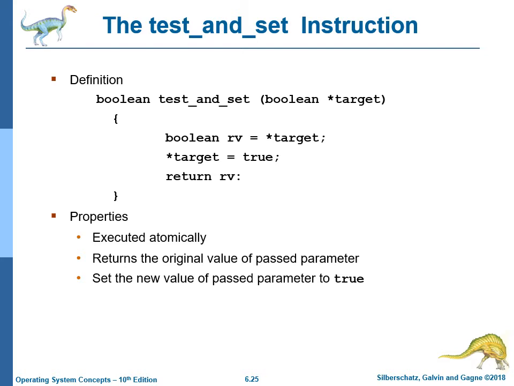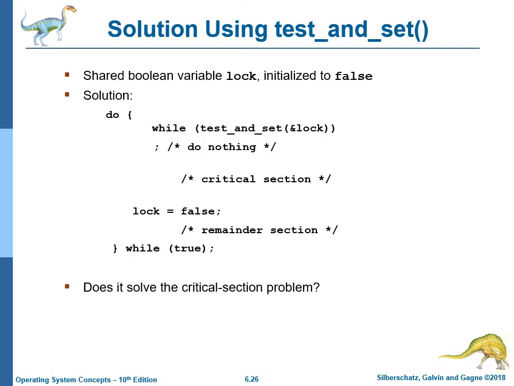So the boolean test and set instruction dia ada boolean and also the target, and normally this test and set instruction executes secara atomically and they return the original value of the passed parameter. Again, set the value of the parameter to true. Okay. This is the solution for test and set.